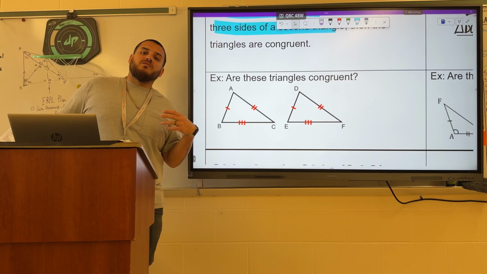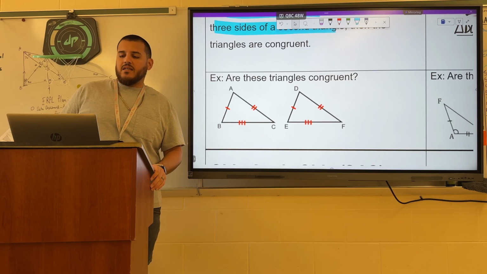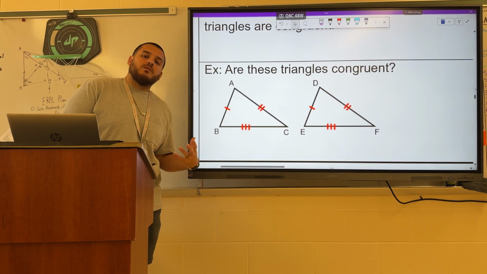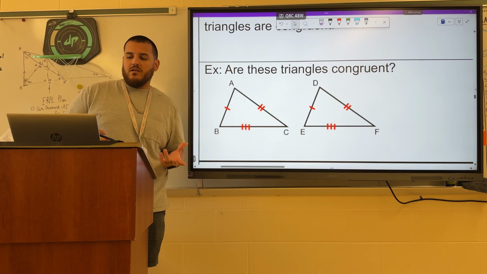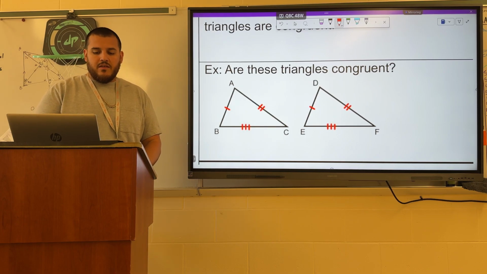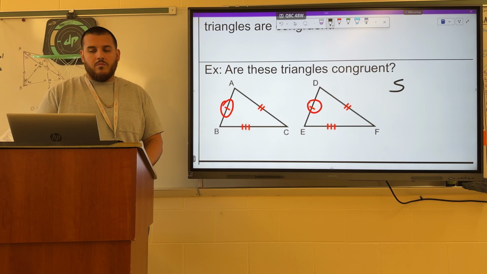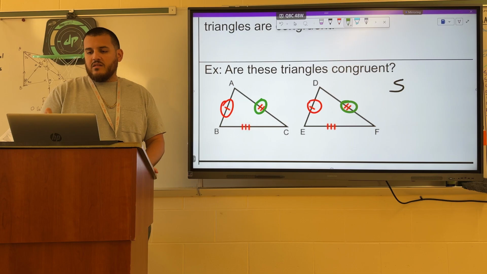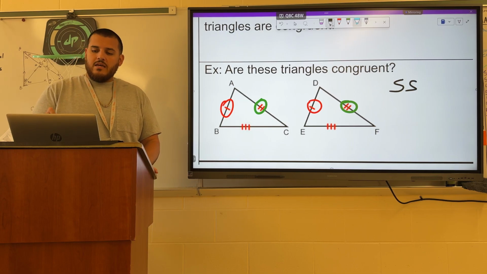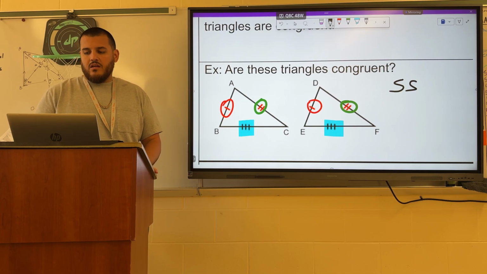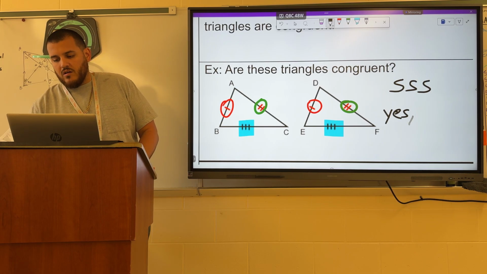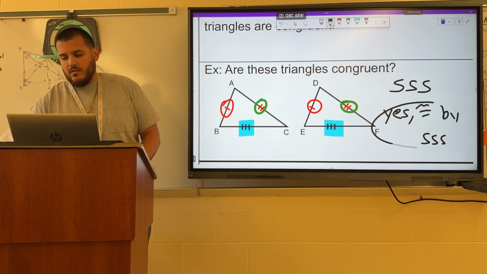So the basics here is visual recognition of the side-side-side theorem. We're being asked, are these triangles congruent to each other? We don't have any information about the angles, but we do fit the criteria for side-side-side, right? This side is congruent to this side. That's 1 pair of sides. That's the S in our abbreviation. This side is congruent to this side, that's a second pair of sides, and this side is congruent to this side, that's third pair of sides. So we could say, yes, these triangles are congruent by the side-side-side theorem.